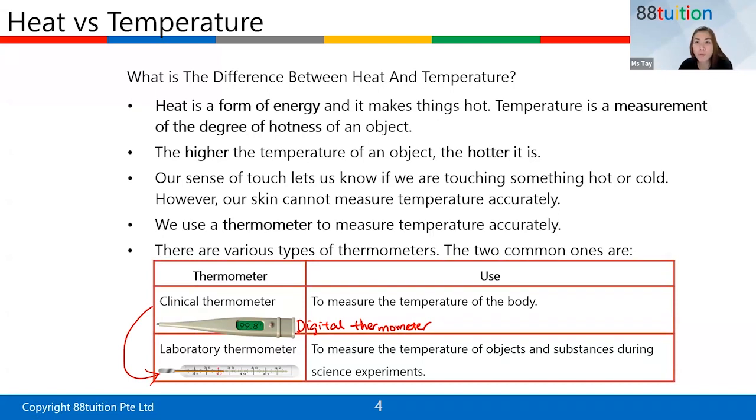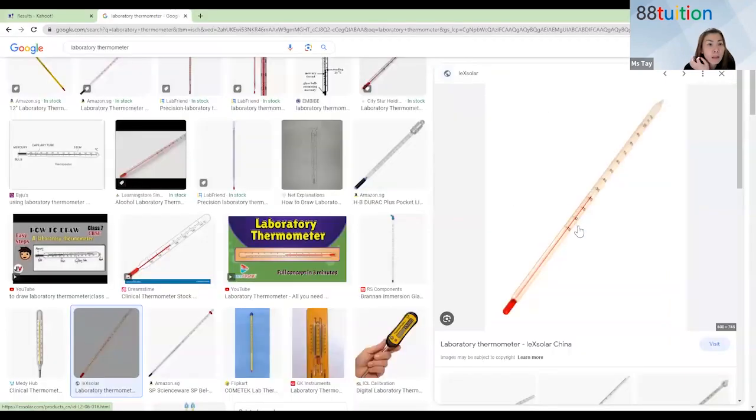Why is that so? Remember I told you I have taught in the secondary school for a long, long time, right? So we work with thermometers all the time. And this is how you probably can agree with me. This is the one that you are using in school. Can you see this one with the red color? Yes or no? How many of you know this? This red one.